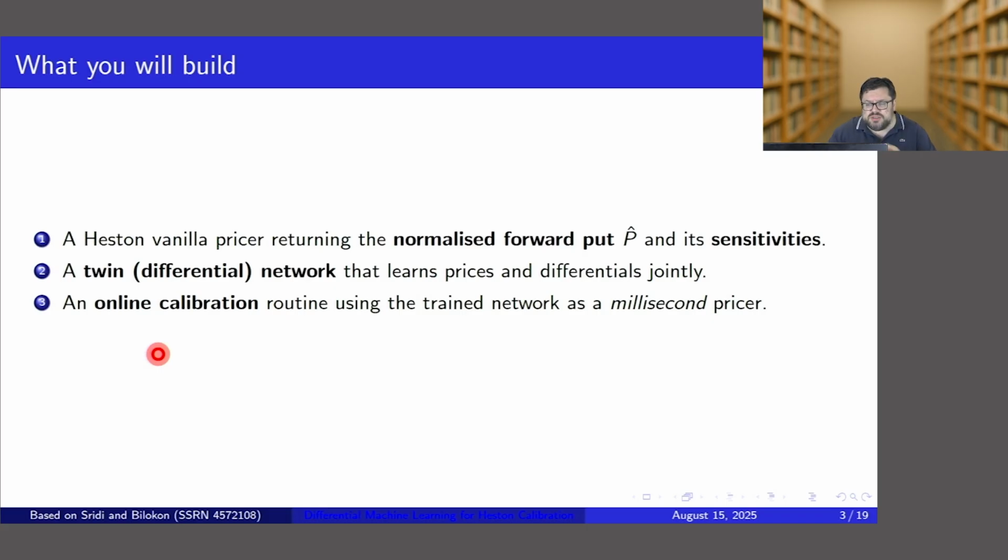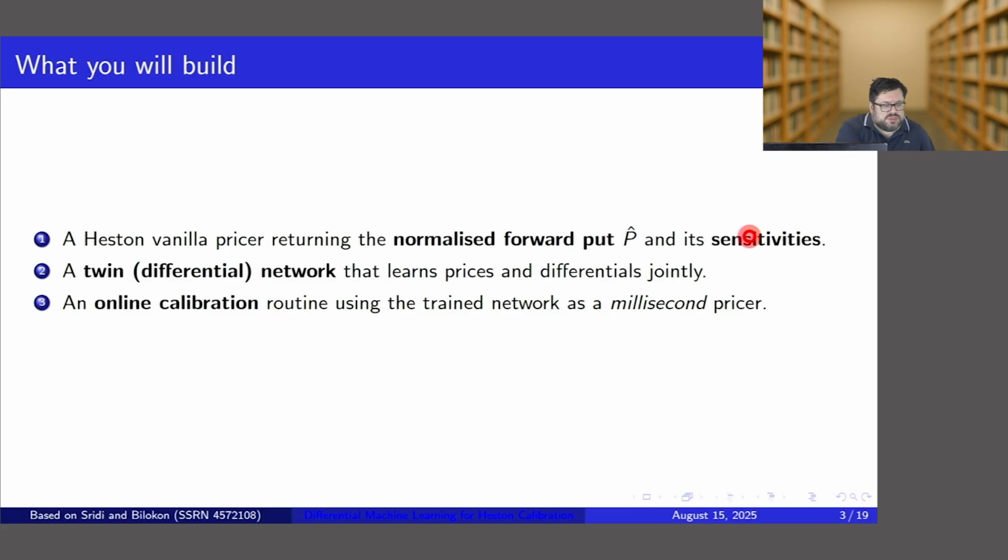The first one is a Heston vanilla pricer that returns normalized put prices and, crucially, their sensitivities with respect to the inputs. Producing analytical semi-closed sensitivities is central to training the twin network.